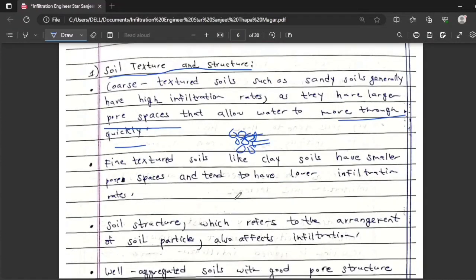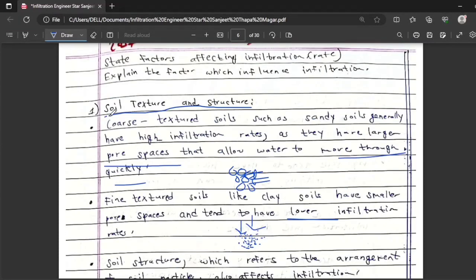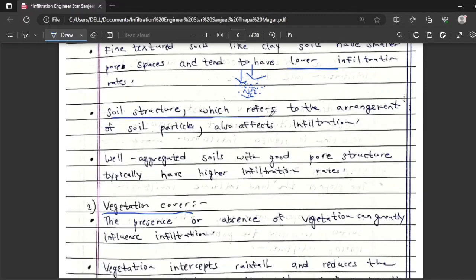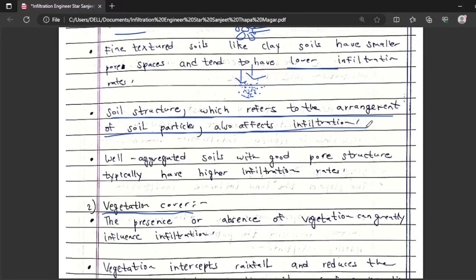And fine texture soils such as clay soil will have smaller pore spaces inside them, so water will find it difficult to penetrate, so infiltration will be low. And this is the soil texture, and next is soil structure. Soil structure, which refers to the arrangement of soil particles, also affects infiltration. Well aggregated soils with good pore structure typically have higher infiltration rate. So if the soil is well aggregated, then it will have a good amount of pores, so that water infiltrates quickly.